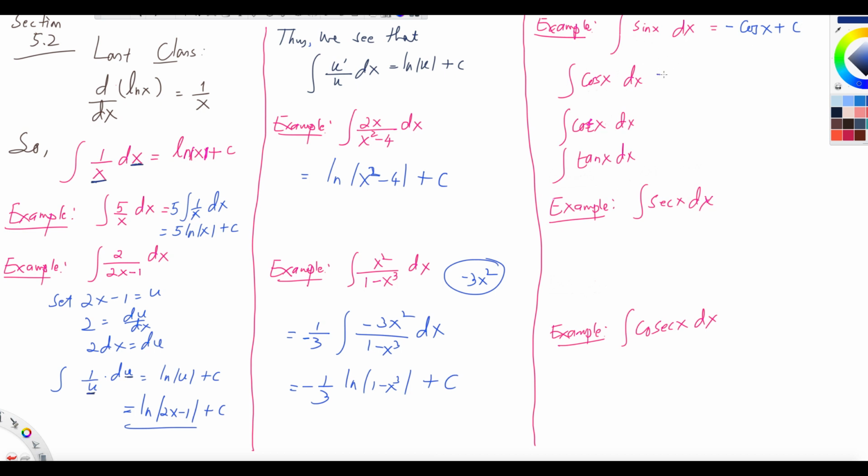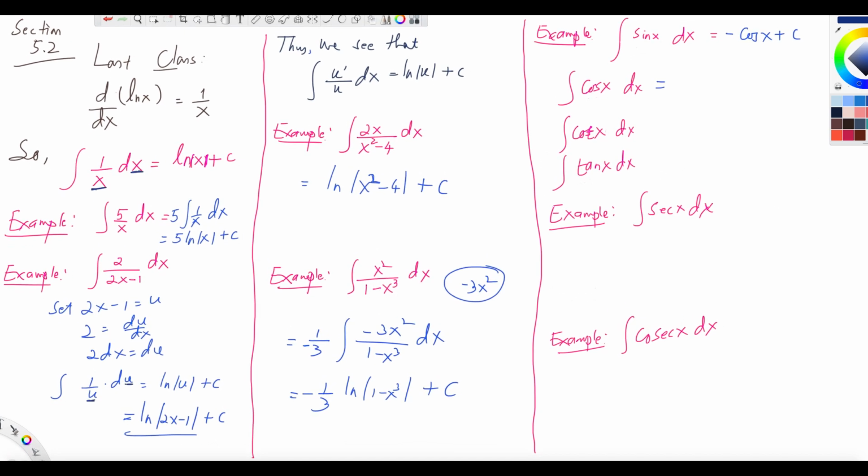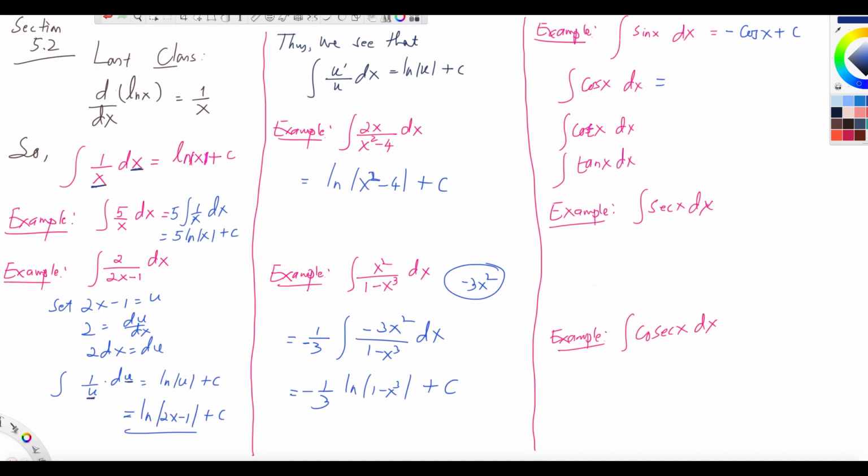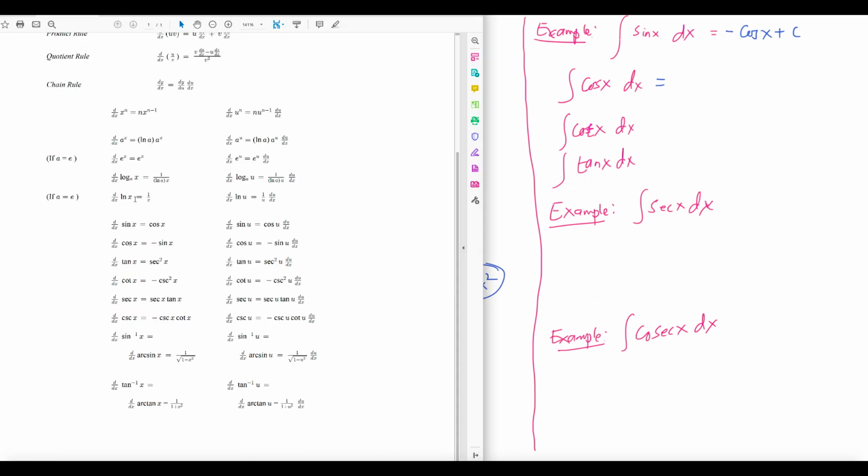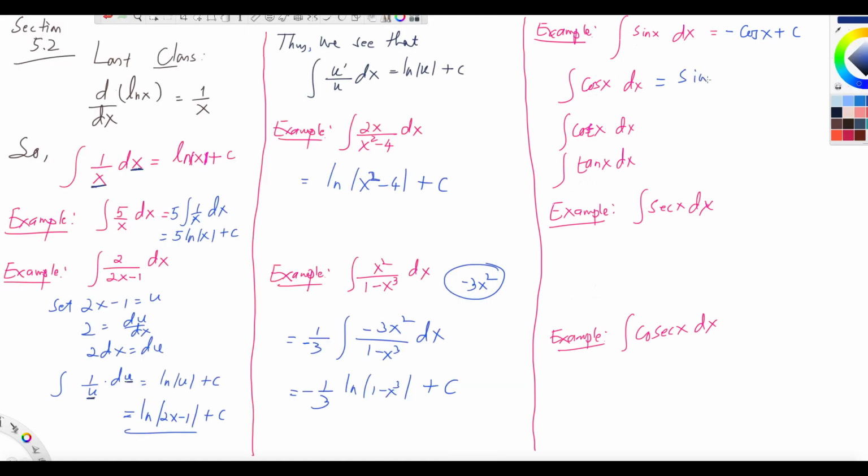Similarly, what will be the integral of cosine x? Since the derivative of sine x is cosine x, right? You see that? The derivative of sine x is cosine x, so the integral of cosine x will be just sine x, right? So it will basically be sine x plus c.